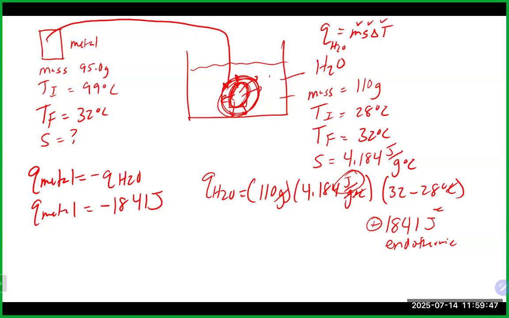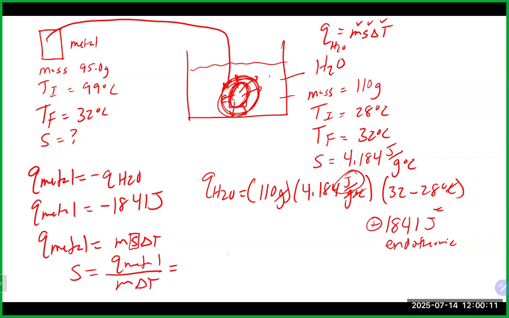So by using the water here, we're now able to figure out how much energy was actually lost by the metal. And we can actually go back into our specific heat equation here, and we can now solve for the specific heat capacity for our metal. And that would equal Q of the metal divided by m delta T. And if we put that in there, negative 1841 joules, our mass of our metal, 95 grams.